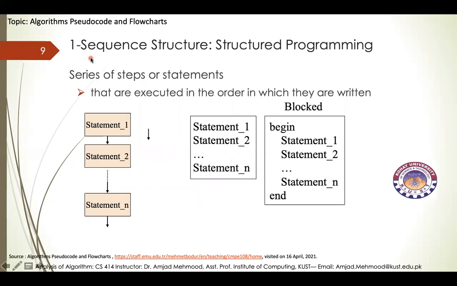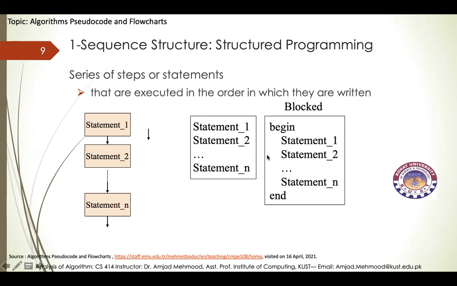For example, a sequence structure in structured programming is a series of steps or statements that are executed in the order in which they are written. Like, this is statement number one, or line number one. This is line number two. So line number one will be executed, and then the control will transfer to the second line, and then it comes to the last line, and this is how the program finishes. We call this a linear or sequence structure.